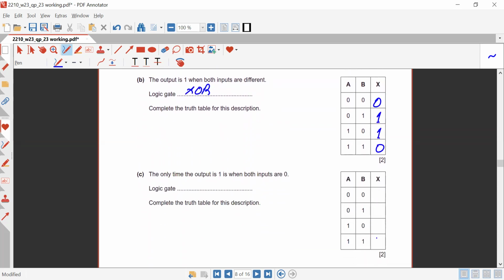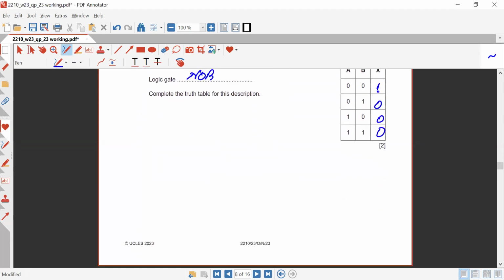Now going to part C. The only time the output is 1 is when both inputs are 0. Only in that case it's a 1, otherwise it's a 0. That means it's a NOR gate. The third is not a NOT, it's a NOR.